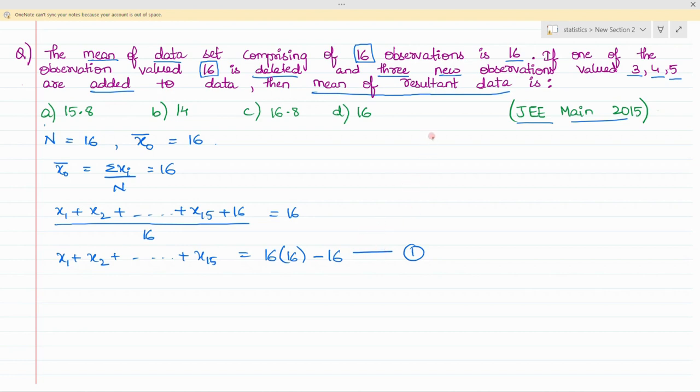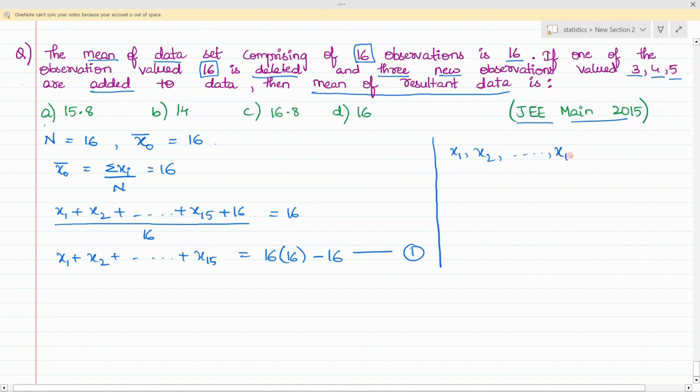Now, in the new data, these 15 observations are present, and the 16th observation, that is 16, is deleted, and 3, 4, 5 new observations are added to the data. So now the total number of observations became 18. So we need to find the mean of this data.